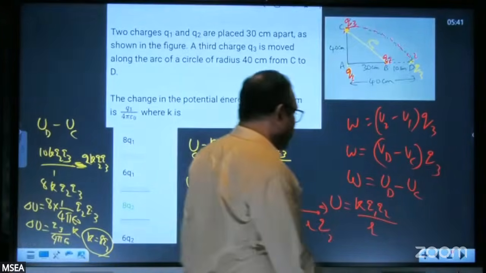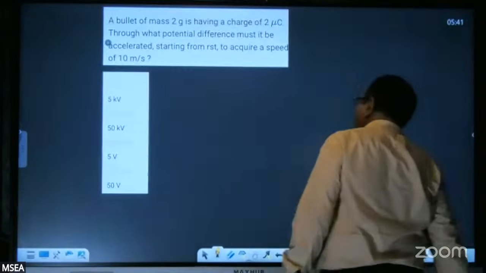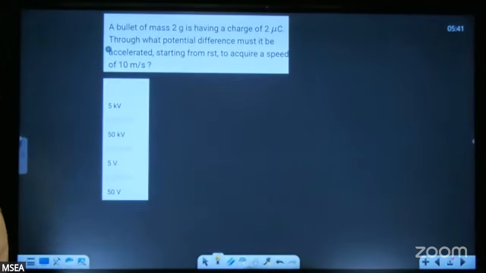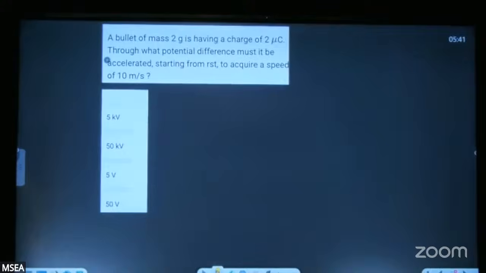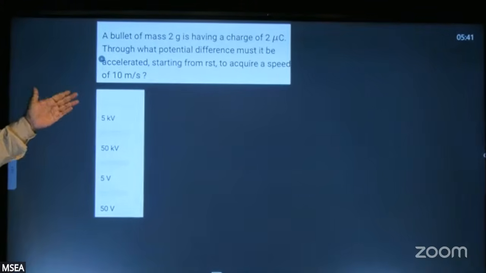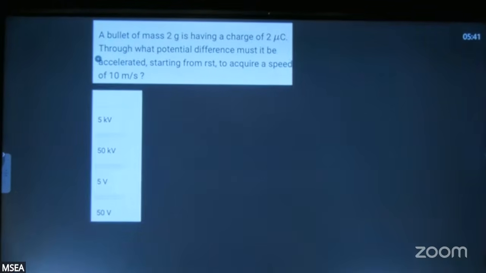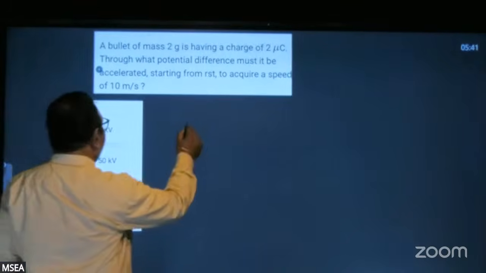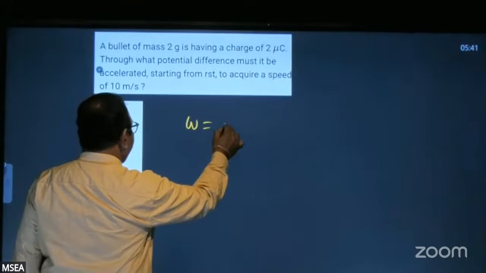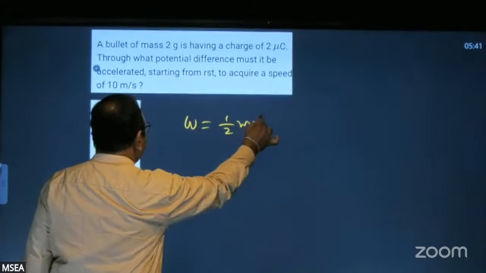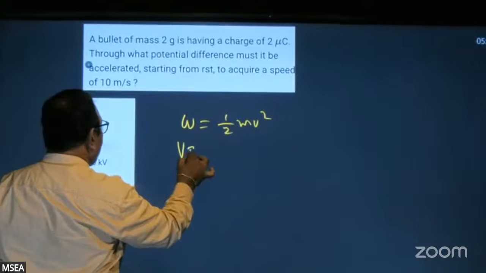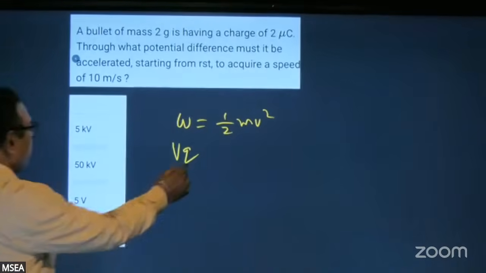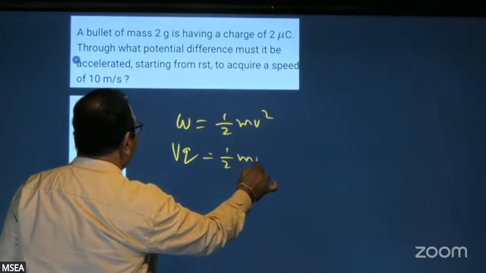Next, let us take another question. A bullet of mass 2 gram is having charge 2 microcoulomb. Through what potential difference must it be accelerated, starting from rest, to acquire a speed of 10 meter per second? It's simple. Work done is equal to the change in kinetic energy. Work done is potential difference into charge, which equals half mv square.